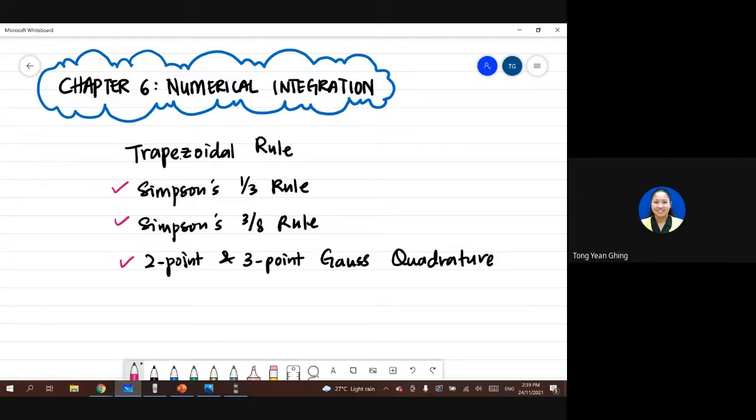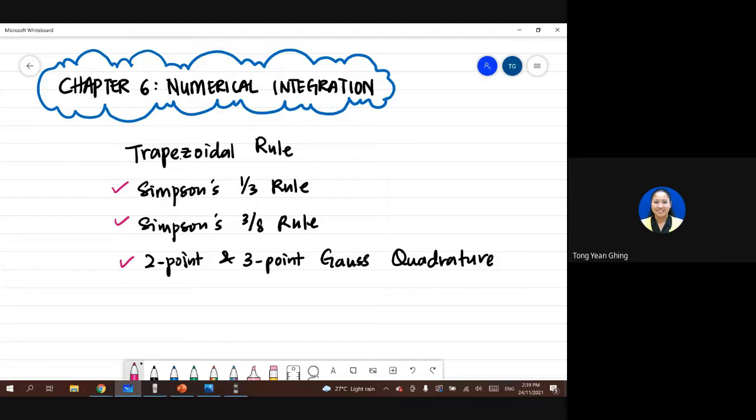Before we go to Simpson's rule, I think it's better for you to understand how numerical integration is doing. So the trapezoidal rule is the easiest way. So I will explain this one first, okay? Even though that is not covered in your syllabus, I also will explain it. Okay, so why do we need to do numerical integration?